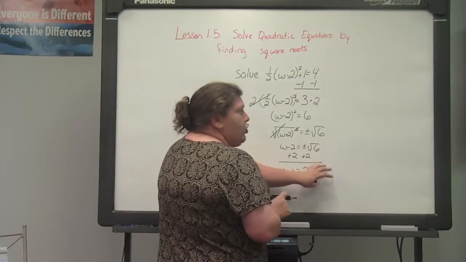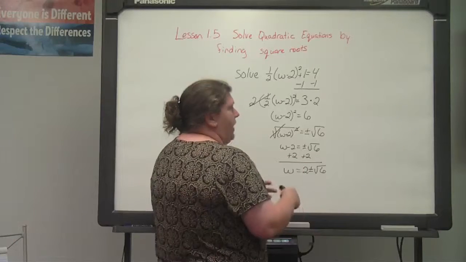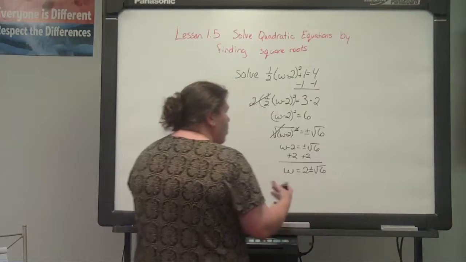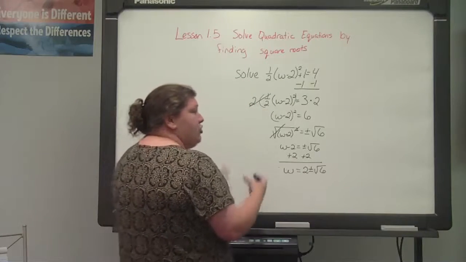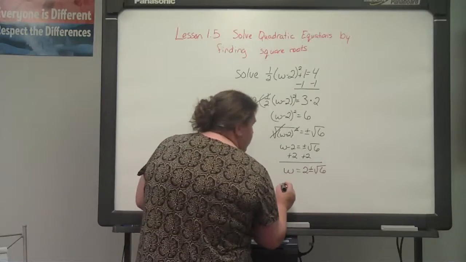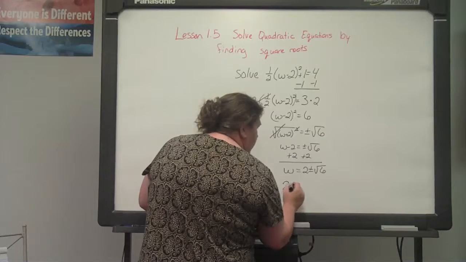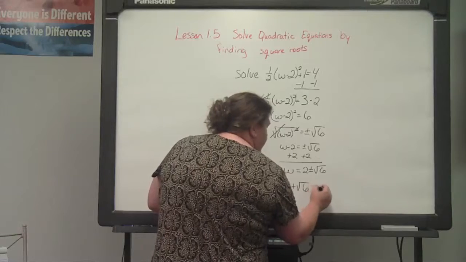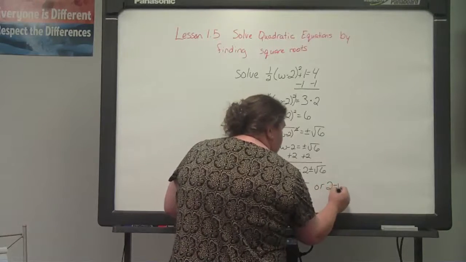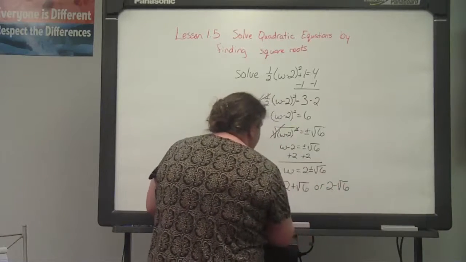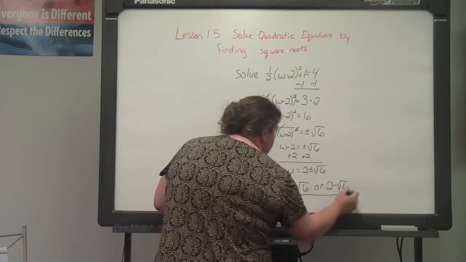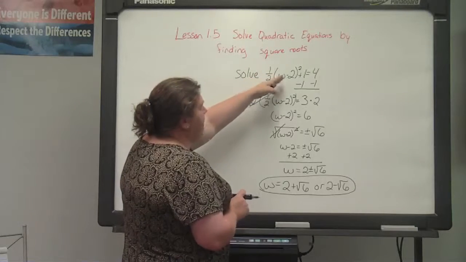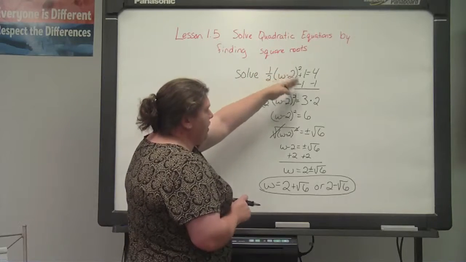Now, if you're trying to put your answer in something like an SAT or an ACT, they're going to want you to separate that into 2 answers. So what you would do is say 2 plus square root of 6, or 2 minus square root of 6. And that is what your w equals in 1/2 times (w minus 2) squared plus 1 equals 4.